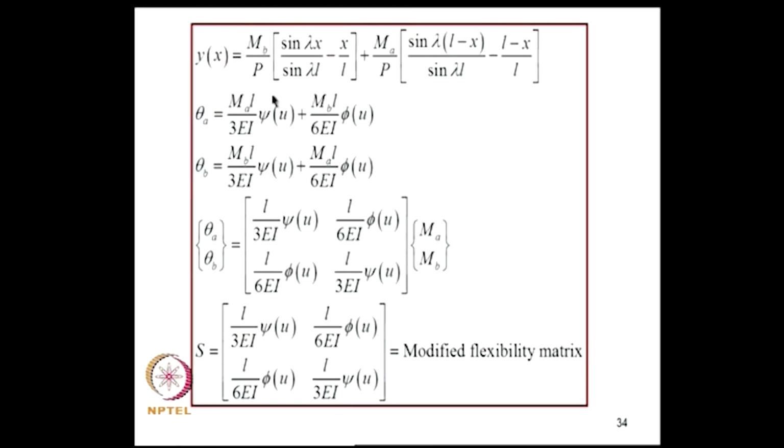Now, I can assemble this in a matrix form, and the responses theta A and theta B are related to the applied forces MA and MB through this matrix. Therefore, this is a stiffness matrix. So, this is given by this, and this is, sorry, it is not stiffness, it is a flexibility matrix. It is a modified flexibility matrix. The inverse of this is the stiffness matrix. So, that is the stiffness matrix which takes into account the presence of axial loads.